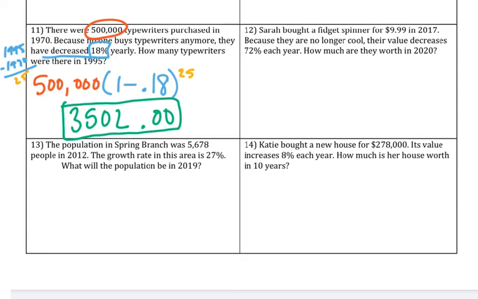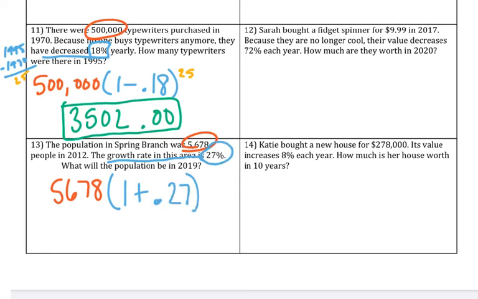All right, next, 13. Last one for me to do with you. Number 13 says the population in Spring Branch was 5,678 people in 2012. The growth rate in this area is 27%. What will the population be in 2019? Okay, so I have an initial value. We started with 5,678 people in Spring Branch. This is growing, 1 plus, growing by a rate of 27%. So we write that as a decimal, 0.27.